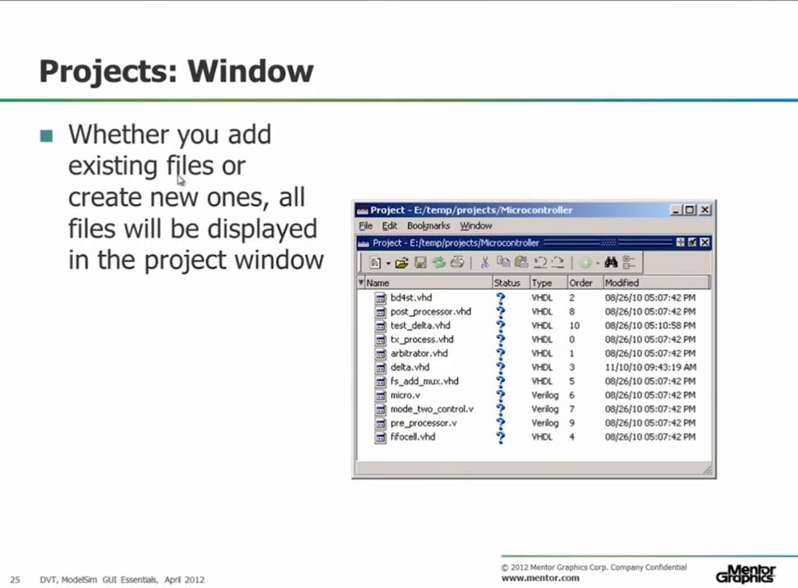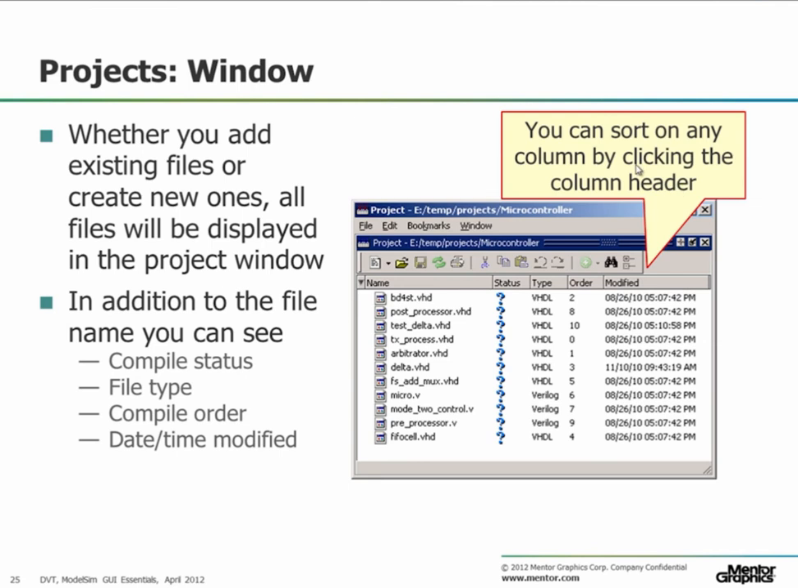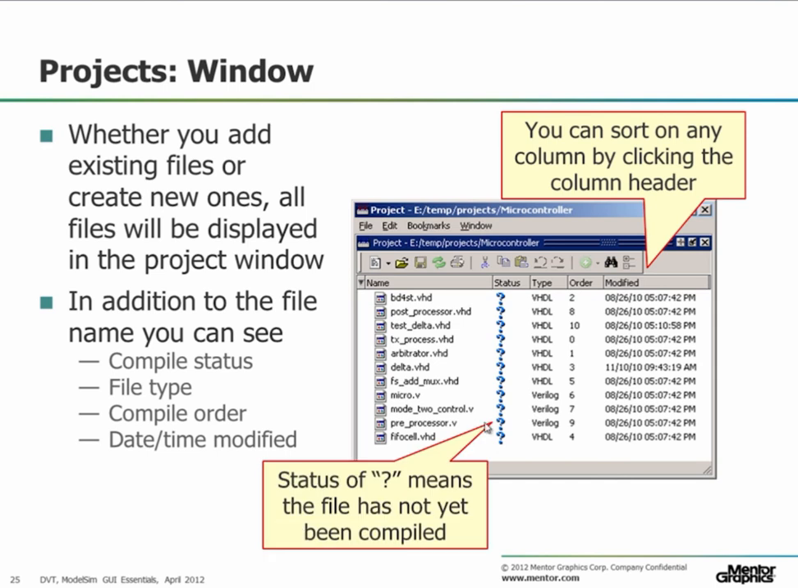So now I've added a bunch of files to my project directory, and so I see this list of all the files in my project. It tells me what type of files they are. It tells me what their compile status is. It tells me when they were last modified, and a compile order. So you can sort the project by clicking on any one of these columns. You can sort it alphabetically, you can sort it by compile order, etc. This question mark in status means that I've brought this file in, but I have not compiled it yet.